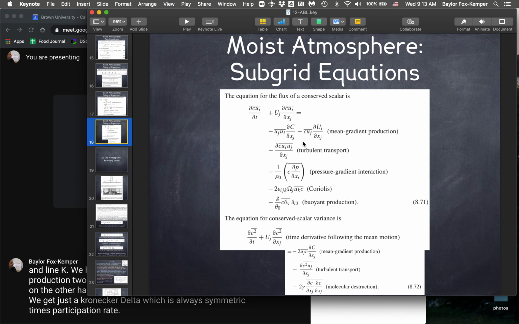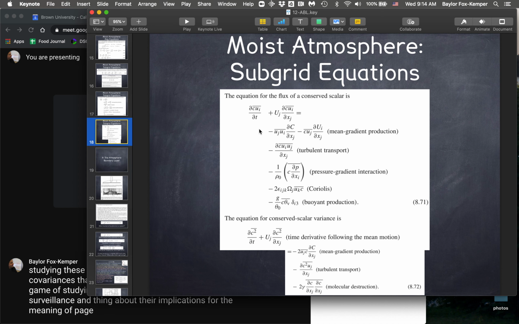We could also do the same game for the turbulent transport of a scalar, like the mixing ratio, and we get a term like this with the pressure gradient interactions, turbulent transport, mean gradient production, Coriolis, buoyancy production of the conserved scalar. And so studying these different turbulent terms, looking at all these covariances that appear in these equations is kind of the game of studying the atmospheric boundary layer turbulence. And think about their implications for the mean equation.